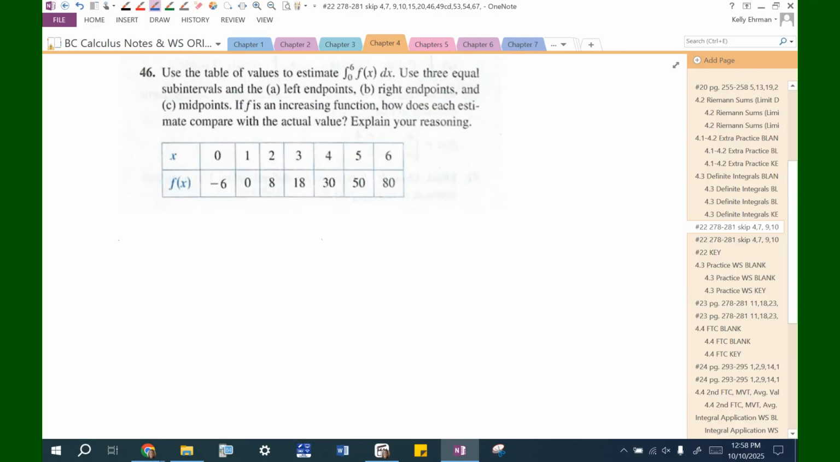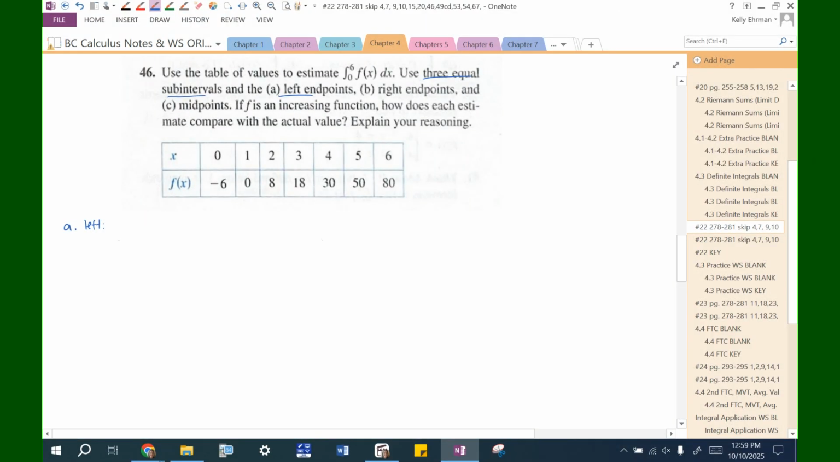46. Use the table of values to estimate the integral from 0 to 6 of f of x dx. Use 3 equal subintervals. Part A is a left sum, so I don't have to guess about upper or lower. I'm just doing left. Part B is right, and part C is midpoint.